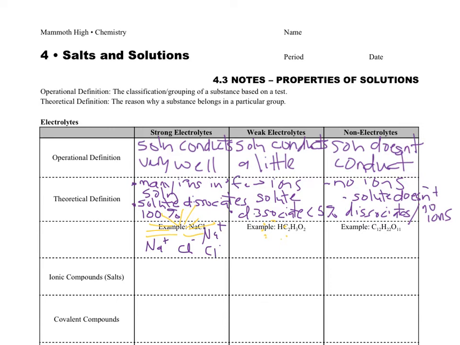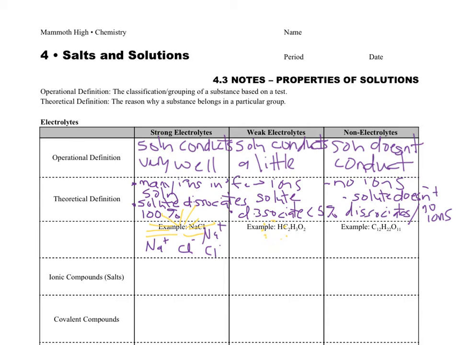If you're a metal, you're going to have this sea of electrons moving around in the metal, which is why metals conduct electricity all the time. But we're not talking about metals right now. We're talking about solutions. So in our weak electrolyte case, this is vinegar right here.